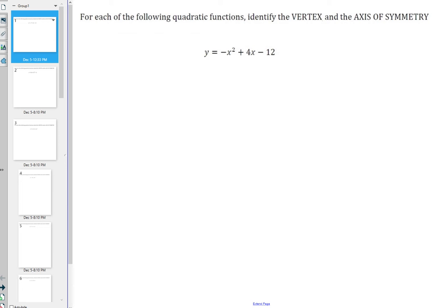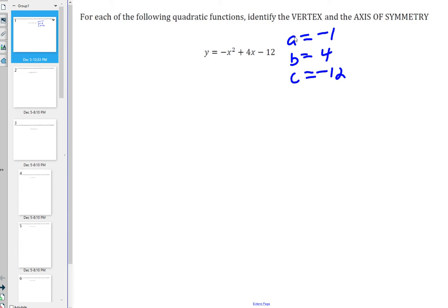For each of the following quadratic functions, let's identify the vertex and the axis of symmetry. In order to do this, we have to first identify the form. What form is this quadratic function in? It is standard. So from standard, we know that we can identify A, B, and C. A is -1, B is 4, C is -12.